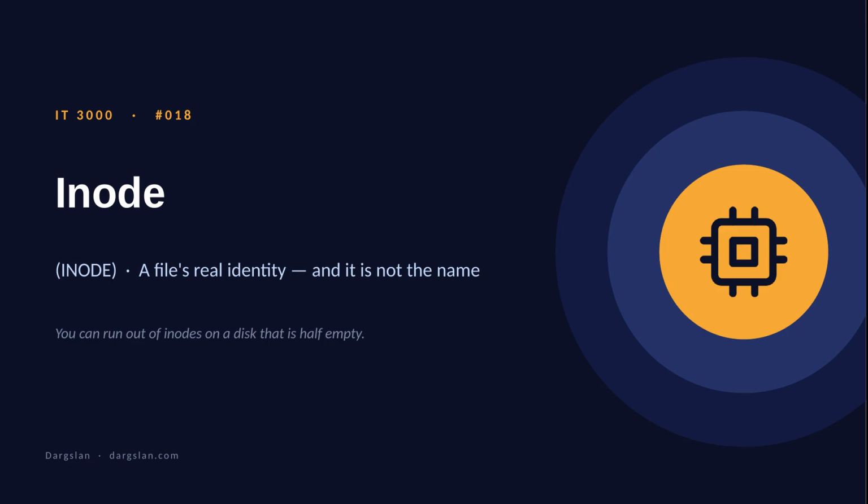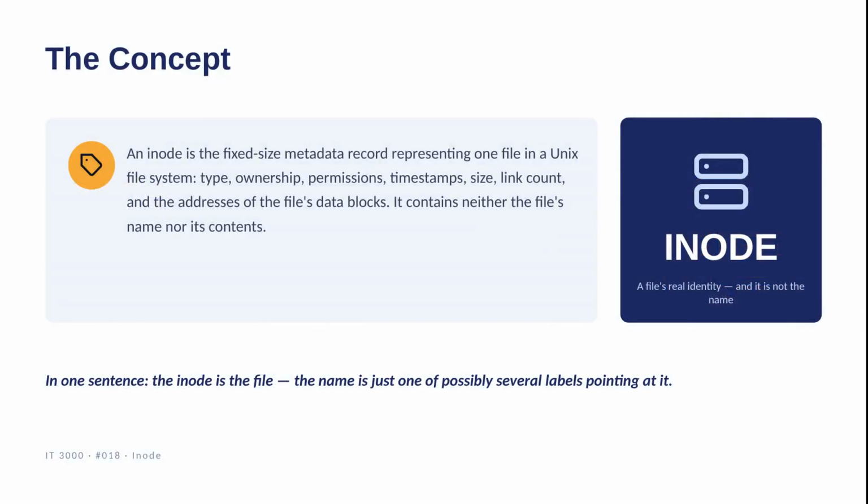The name you type, that's just a label pointing at it. So let's pin down the concept. An inode is a fixed-size record on disk that holds everything the system needs to know about one file: its type, its owner, the permissions, the timestamps, the size, how many names point to it, and crucially, the addresses of the data blocks where the actual content lives.